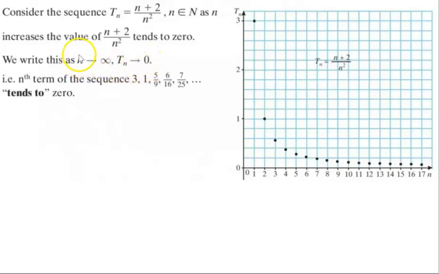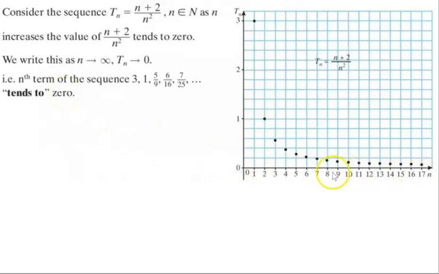So what this is saying is that as n approaches infinity, or as n gets closer and closer to infinity, and it's positive infinity, that's important to note, not negative infinity, then Tn approaches 0, or tends to 0, or gets closer and closer to 0, but does not actually become 0. I.e., the nth term of the sequence 3, 1, 5 ninths, 6 over 16, 7 over 25, ... tends to 0.